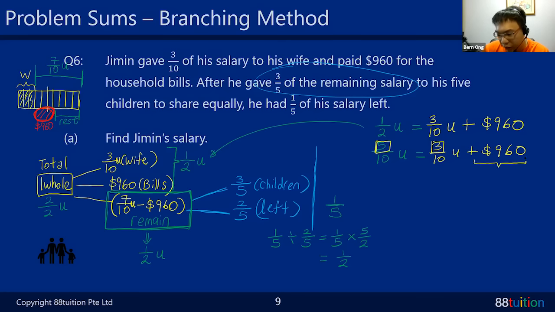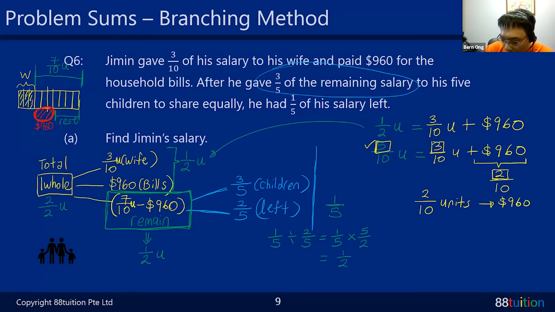What is the fraction represented by 960? Can you see that down here you must have a 2 over 10? Because 3 plus 2 will give you a 5. So your 960 must represent a fraction. What is the fraction? It's actually 2 over 10. So 2 over 10 units actually represents your 960.